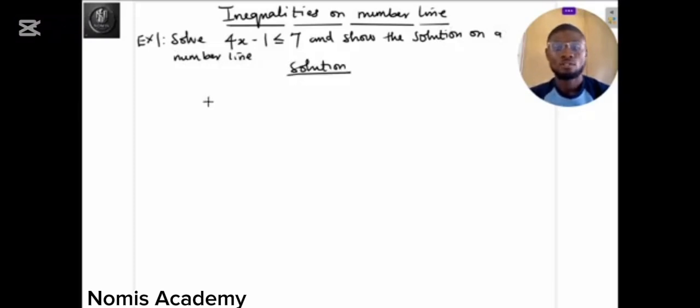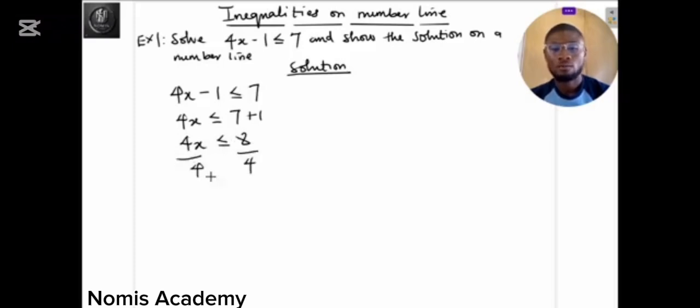Solution. So firstly, remember how to do this. We have 4x minus 1 less than or equal to 7. Collect like terms: 4x less than or equal to 7 plus 1, so 4x less than or equal to 8. Divide both sides by 4. 4 cancels 4, left with x less than or equal to 2. How do I represent this on a number line?